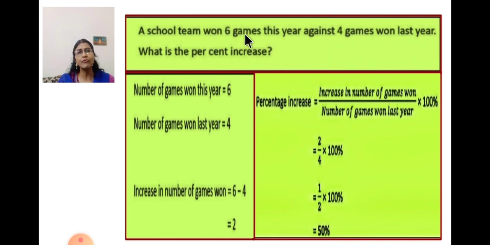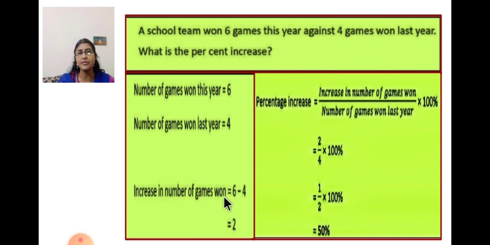A school team won 6 games this year against 4 games won last year. What is the percent increase? So we have to find out percent increase. Now number of games won this year is equal to 6, and number of games won last year was 4. So whatever is given first we will write that. Now there is an increase. You can see this year how many more they have won? 2 more, that is 6 minus 4.